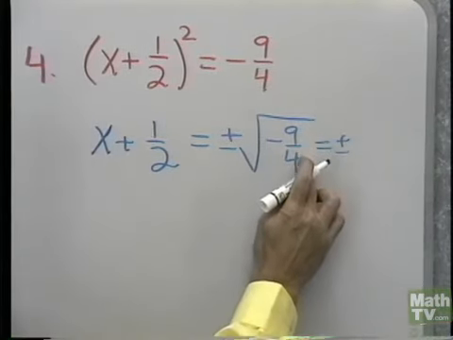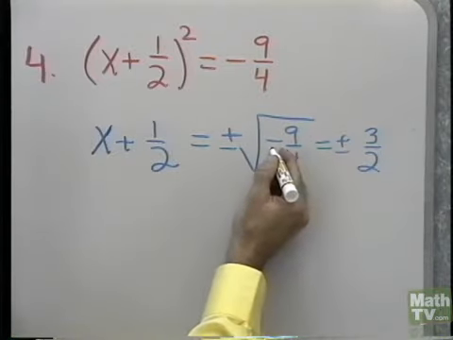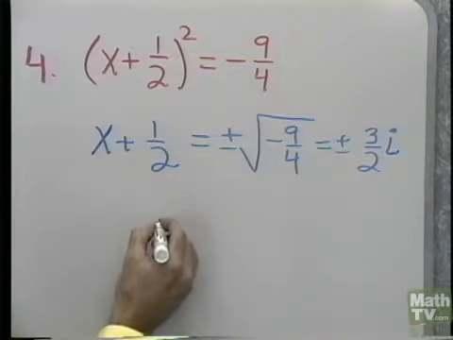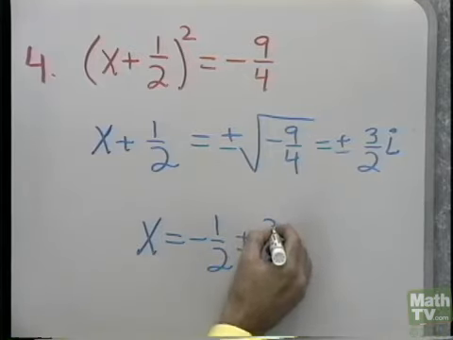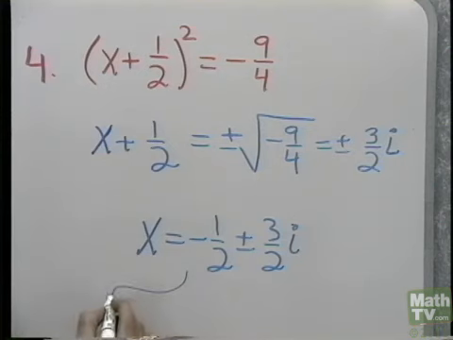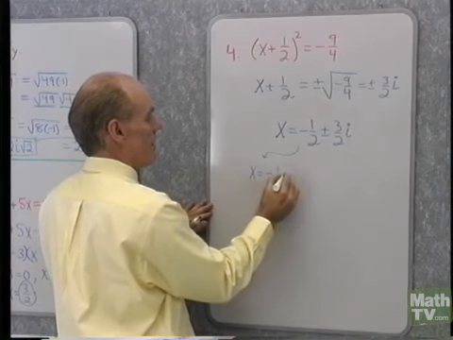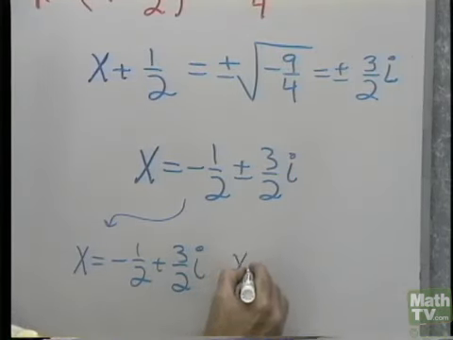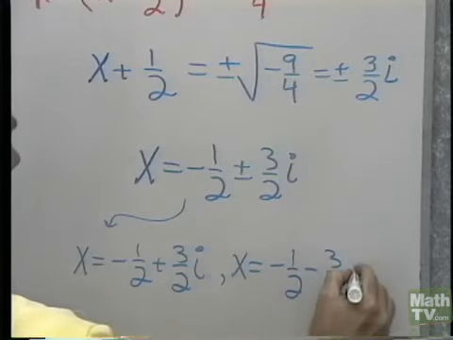Now let's see, this is plus or minus square root of 9/4. This is a perfect square. Square root of 9/4 is 3 halves, and I'll take care of that negative sign under the radical with an i. Now I'll add negative 1/2 to both sides. x is equal to negative 1/2 plus or minus 3 halves i. So you can see I get two solutions, both of which are complex. x is equal to negative 1/2 plus 3 halves i, and x is equal to negative 1/2 minus 3 halves i.